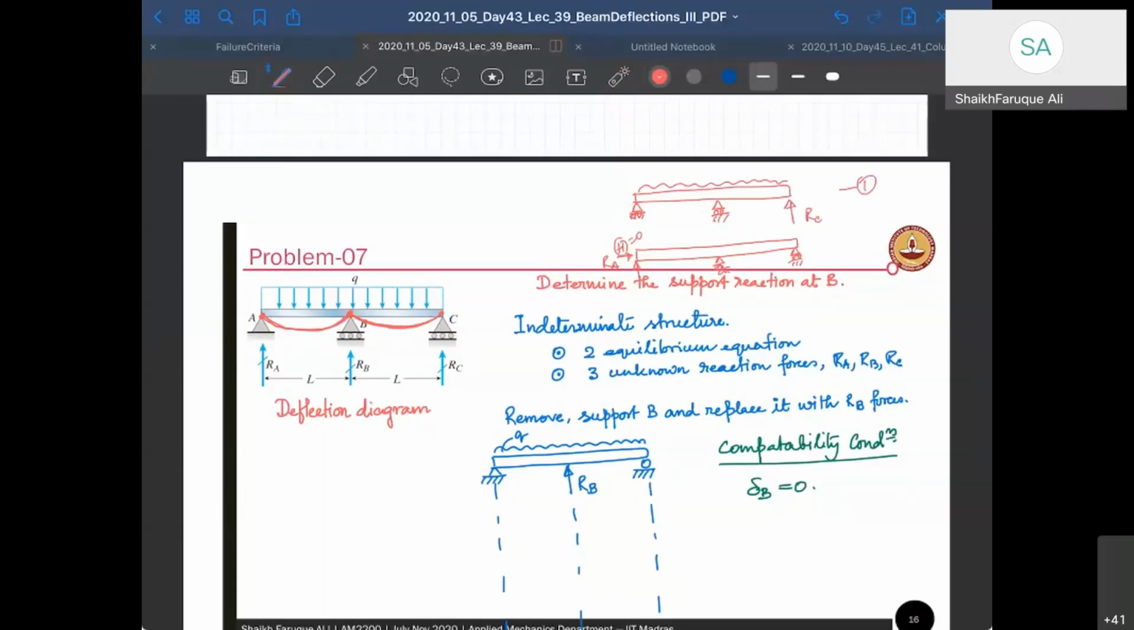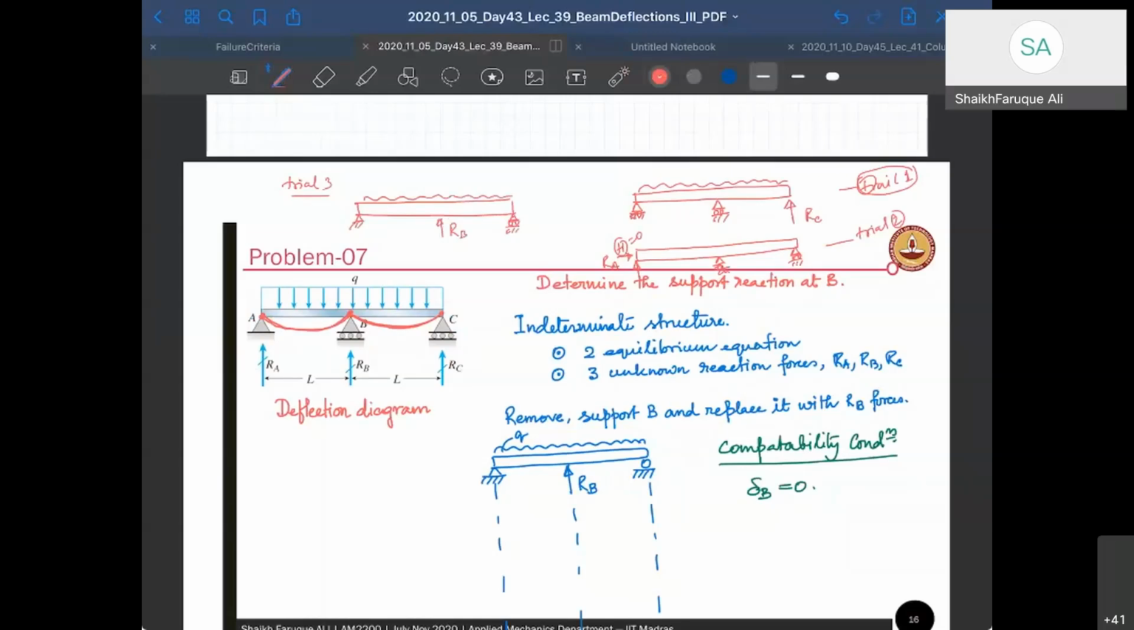But still, it is the same as the first try, right? This is my trial 2, and trial 1, same thing, right? So I'm not getting anything changed. So let's say my trial 3. I will keep both the end supports intact, and I'll remove the center one and put a force RB here.